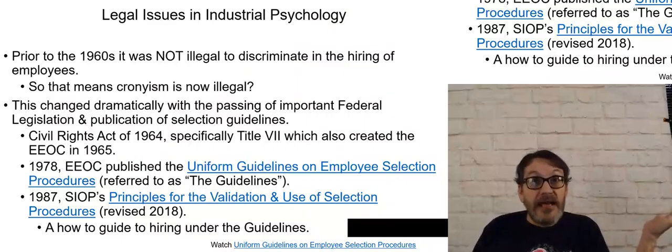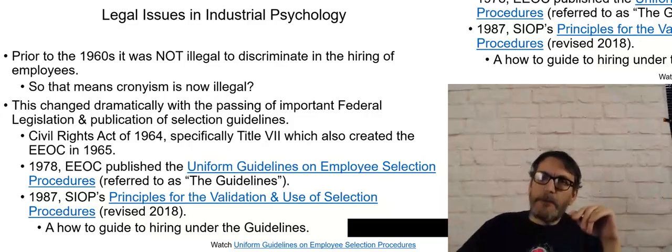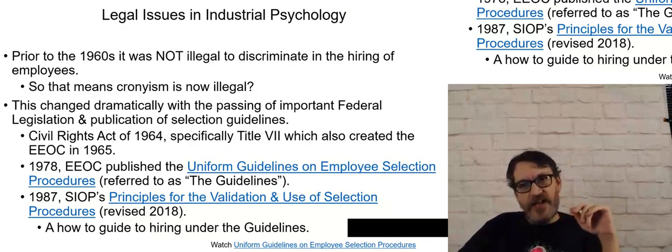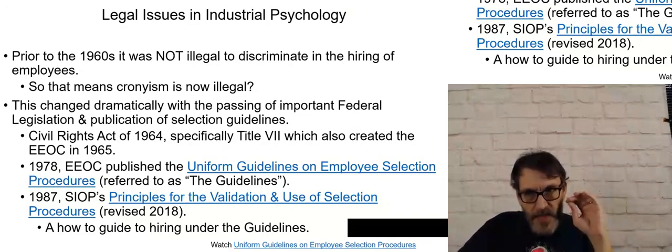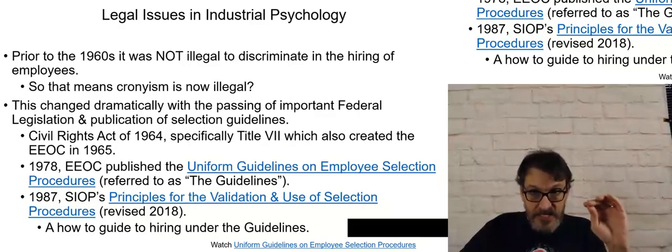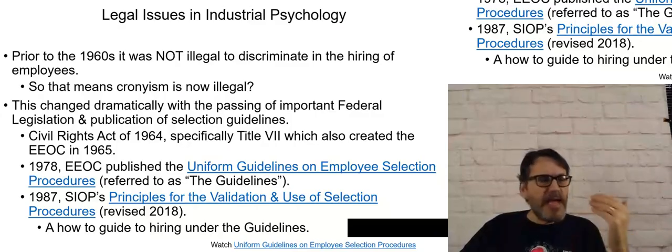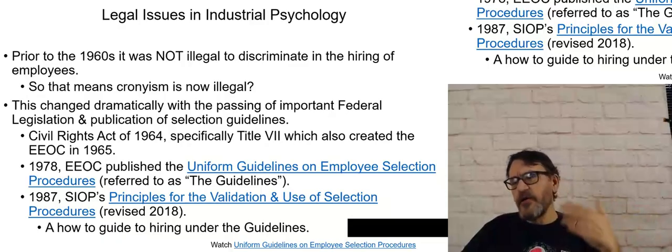Okay, so prior to the 1960s, it was not illegal to discriminate. Do whatever you want to do. You want to hire him, you want to fire him, I don't care. There ain't nothing there. Okay, but the Civil Rights Act of 1964 created the Equal Employment Opportunity Commission, the EEOC. And so once the ball was rolling, many legal guards were put into place.